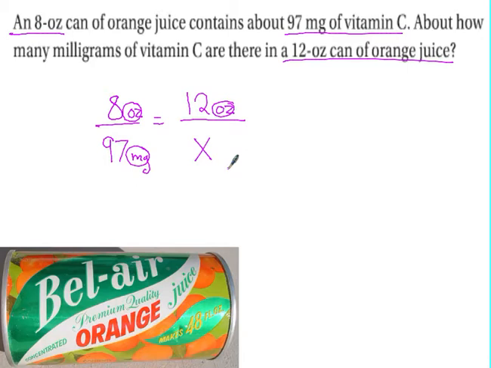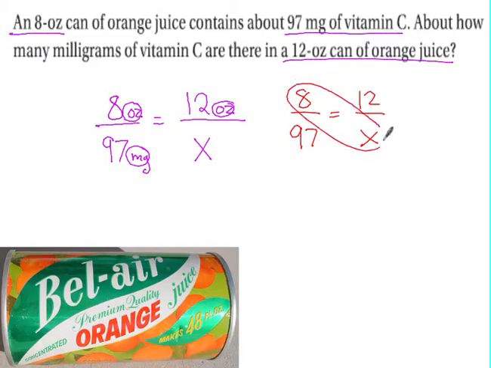It says how many, so that's when we put the X there. So now we have, and you can clean it up just a little bit, but it looks like two fractions. 8 over 97 equals 12 over X. Okay? Now, if you need to rewind that to make sure you understand where we put everything, but just be consistent. Okay, we're going to solve it just like we've done everything else.